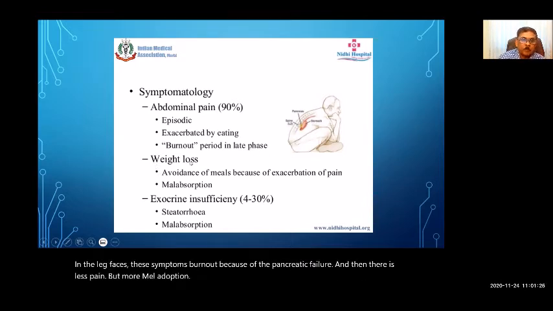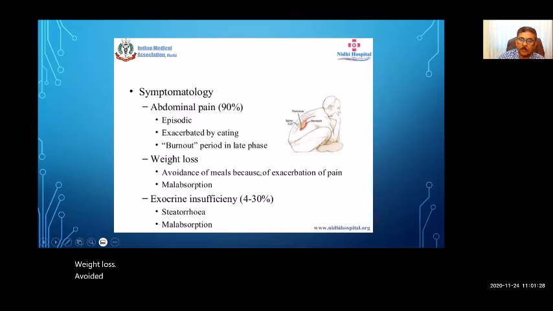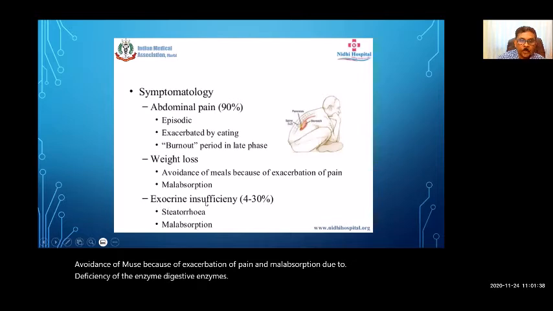Weight loss, avoidance of meals because of exacerbation of pain, and malabsorption due to deficiency of the digestive enzymes. There's also exocrine insufficiency leading to steatorrhea and malabsorption.